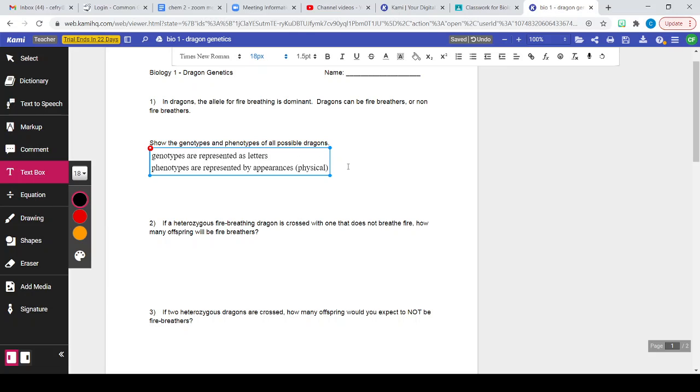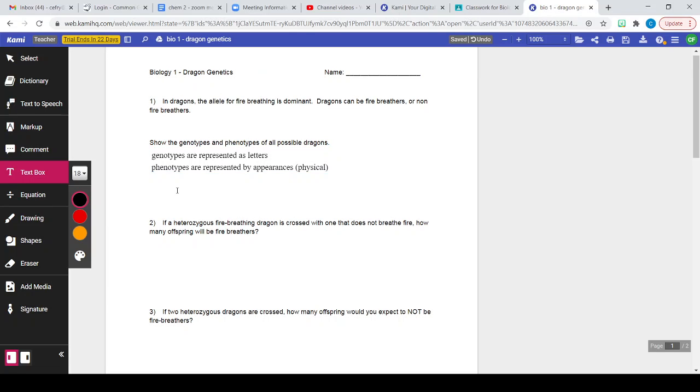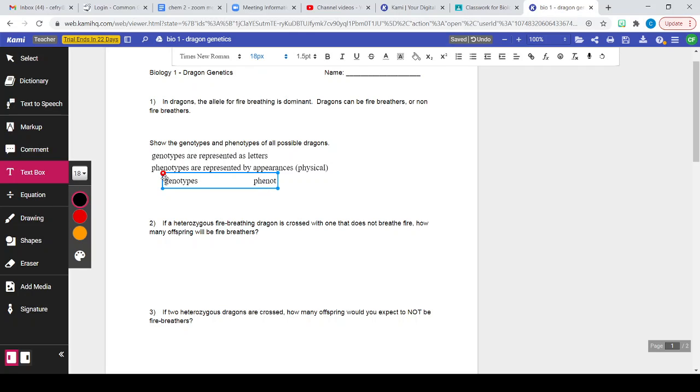letters. So underneath here, I'm going to show all genotypes and all phenotypes for these. So I'm going to write phenotypes out here to the side. Now, one type, so if we're just going to pick a letter, any letter. So we're going to start out super simple here and just look at one thing. So I'm going to use an F for fire breathing. I could use a B. I could use an A.